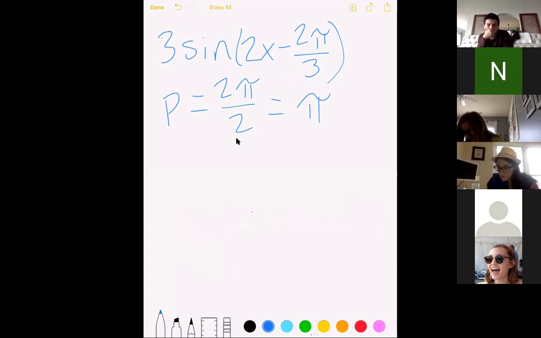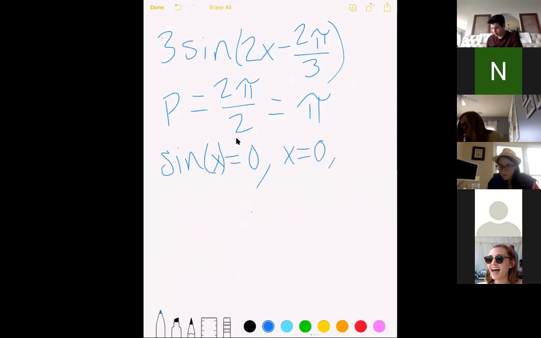The next question asks you to find the zeros for the function from 0 to 2 pi. And the key to this question is knowing where the zeros occur normally on a sine graph, because we can't use our calculator. So the places where sine of x is 0 is when x equals 0, pi, and 2 pi. And I know that because of the unit circle.